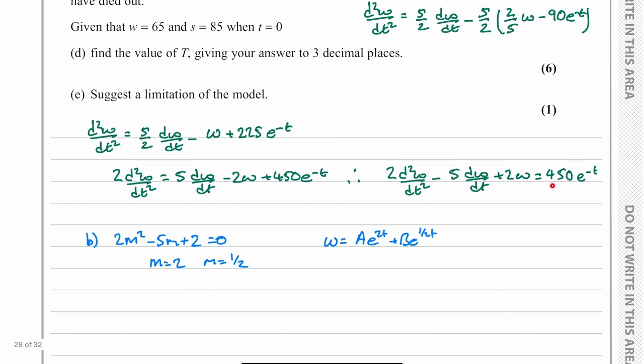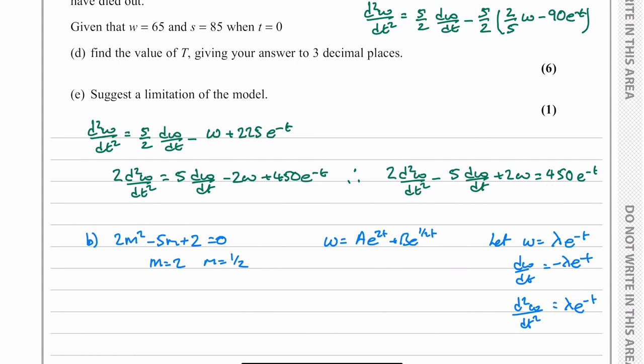But because of this 450 e to the negative t, this is a non-homogeneous differential equation. So we need to find a particular integral. And because e to the negative t isn't repeated in our complementary function, we can say let w equals lambda e to the negative t. And then we need to work out dw by dt, which will be negative lambda e to the negative t. And then d squared w over dt squared, which again, pulling this negative down, will be lambda e to the negative t. And then we substitute each of these back into our differential equation here.